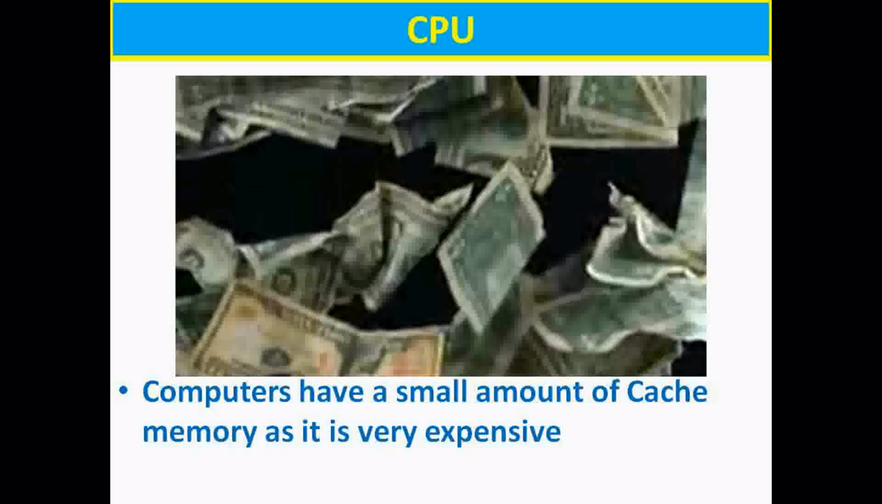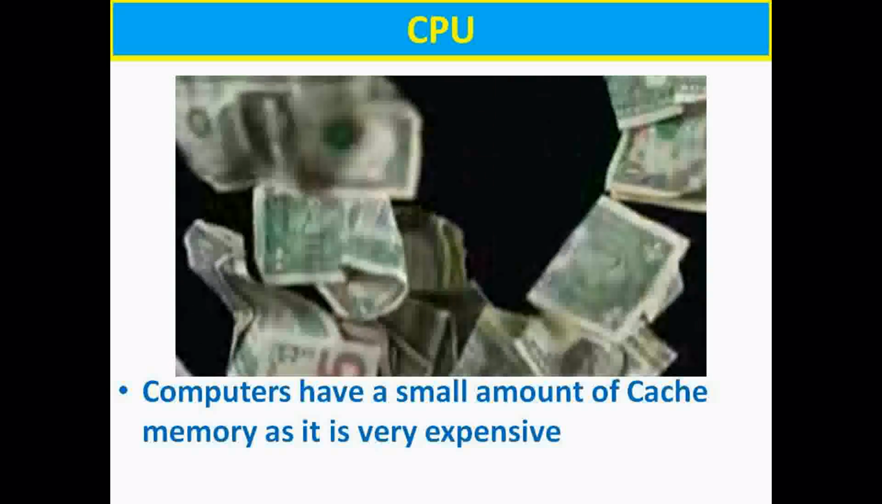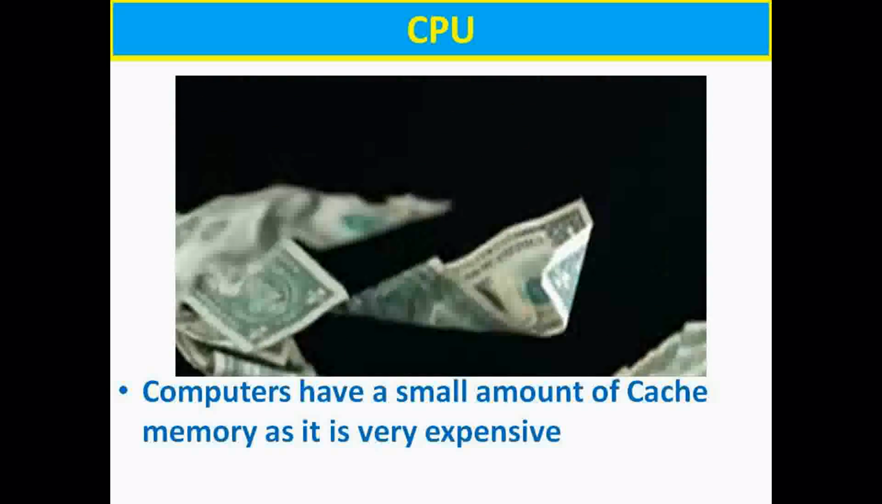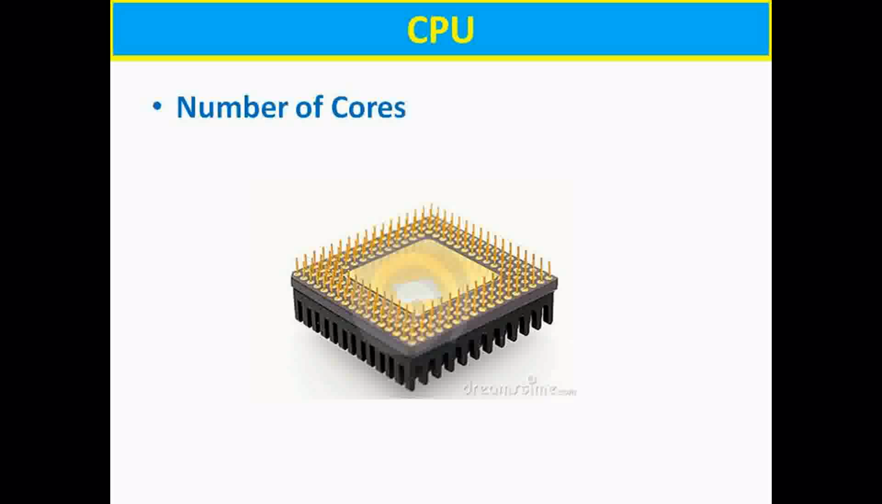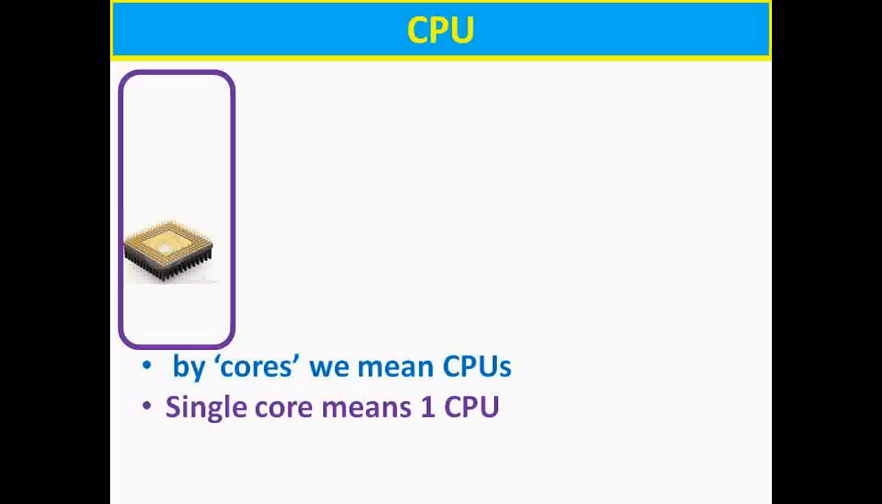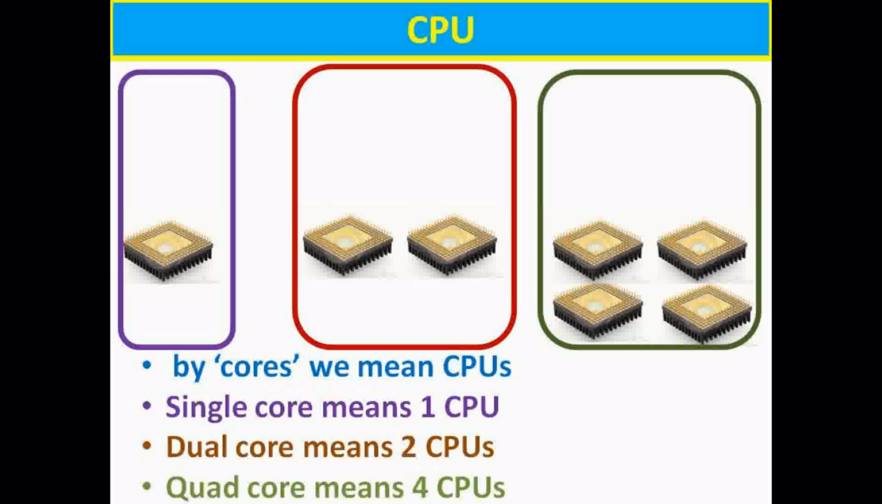Computers only have a small amount of cache memory as it's so very, very expensive. A home computer might only have 3 or 4 megabytes of cache memory. The last characteristic of CPUs, central processing units, which affect their performance, I'm going to talk about is going to be the number of cores. By number of cores, we basically mean the number of CPUs. Single core means there's one CPU. Dual core means there's 2 CPUs in the computer system, and quad core means there's 4 CPUs.